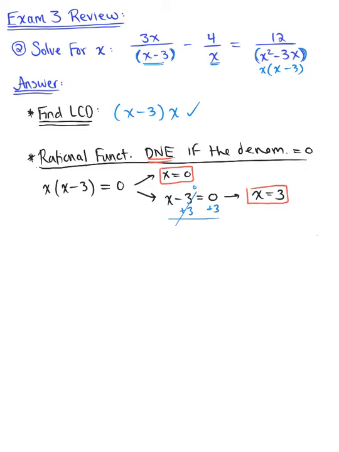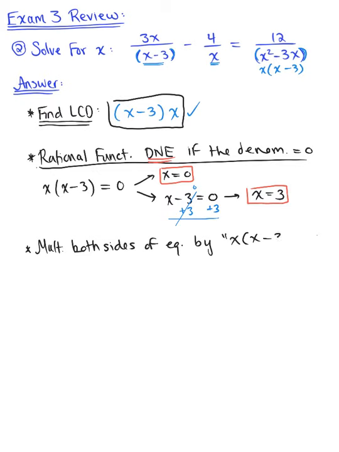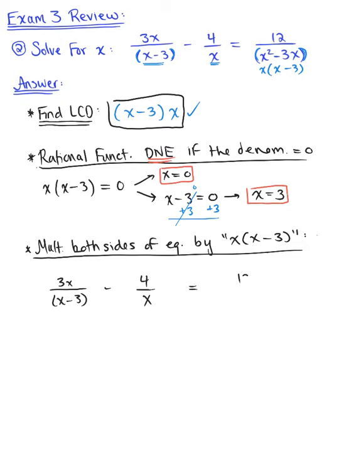So now that we know what to keep a lookout for and that we have our least common denominator, let's go ahead and remove those fractions. So we want to multiply both sides of the equation by that LCD. So we're multiplying both sides by x times x minus 3. We want to make sure that we leave ourselves plenty of room, so I'm just rewriting this given expression first. I have 3x divided by x minus 3, and then minus 4 divided by x, and that's equal to 12 all divided by x times x minus 3.